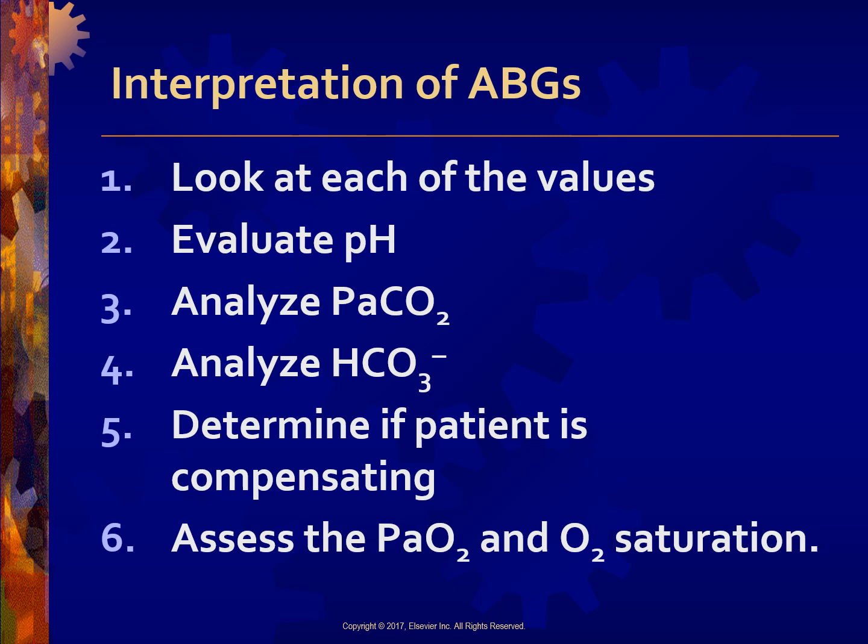If both parameters match the pH, consider the possibility that there's a combined disturbance of both metabolic and respiratory acidosis or alkalosis. For example, if you have a pH of 7.28, which is acidotic, the CO2 is high, say 55, and the bicarb is low at 16, then the patient's underlying acid-base imbalance is a combined respiratory and metabolic acidosis.